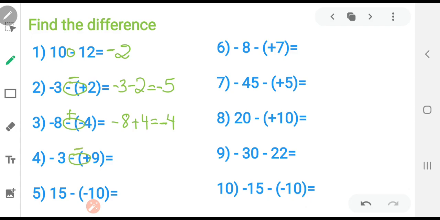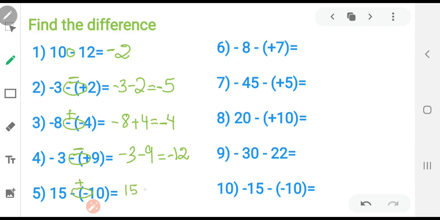Minus 3 minus plus 9. Minus plus 9 will be minus 9. So this is minus 3 minus 9. The same sign, I will add, so 9 plus 3 is a 12. What's that same sign? It's the minus, so minus 12. In exercise 5, I have positive 15 minus minus 10, which will be changed into a plus.